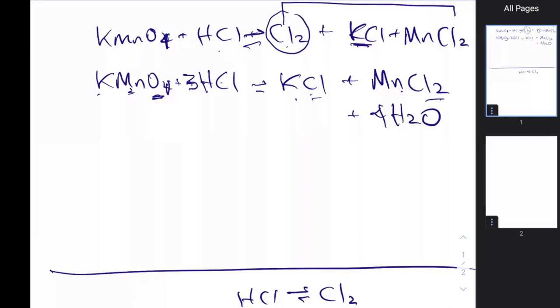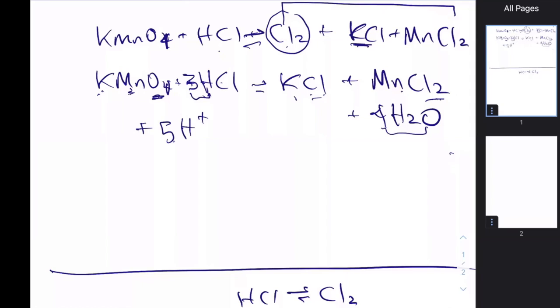Okay, 4 waters brings in 8 hydrogens on this side. Okay, 8 hydrogens on this side, but I already have 3 here, so I need 5 H plus on this side. Now, all the elements should be balanced. I've got 1 potassium, 1 potassium, 1 manganese, 3 chlorines, 2 plus 1 chlorine. I got 4 oxygens, and I've got 3 plus 5 hydrogens, 8 hydrogens.